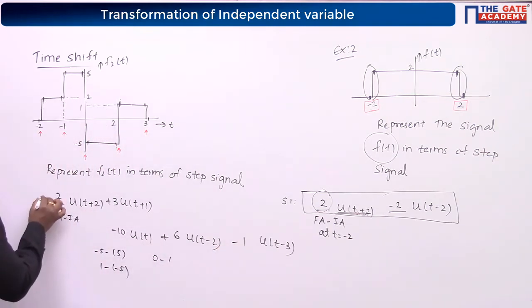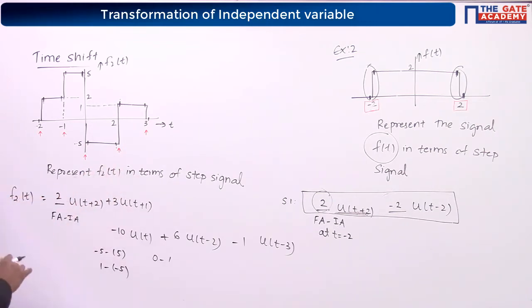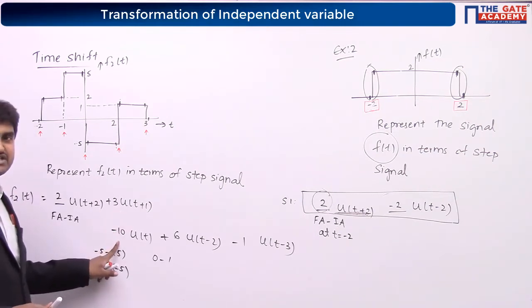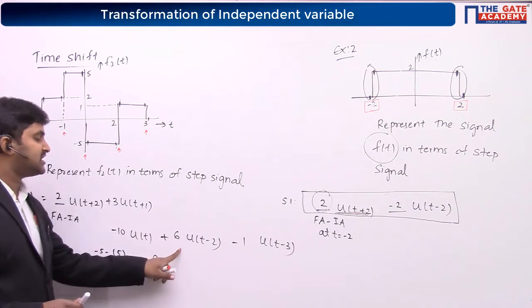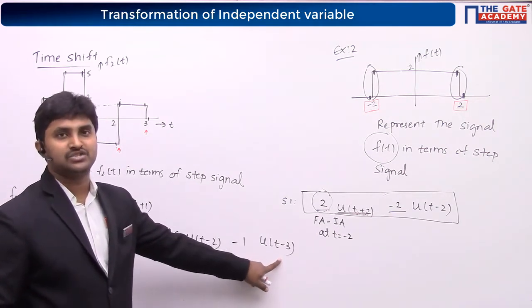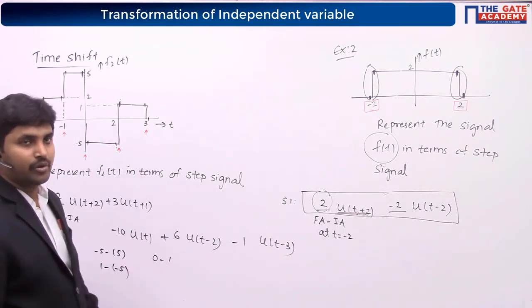So the expression for f2 of t in terms of the step functions is 2 into u of t plus 2, plus 3 into u of t plus 1, minus 10 into u of t, plus 6 into u of t minus 2, minus 1 into u of t minus 3. Okay.